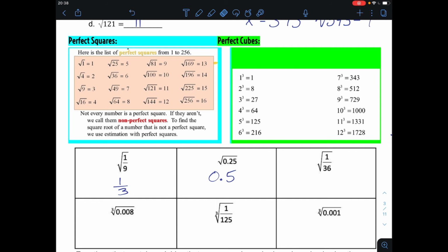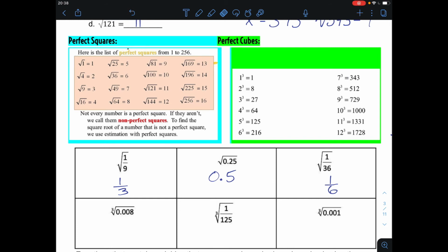For the square root of 1/36, again, we can just find the square root of our numerator and denominator separately, because 1/6 times itself equals 1/36. So that is the square root of 1/36. We can use all these same skills with cube roots as well.